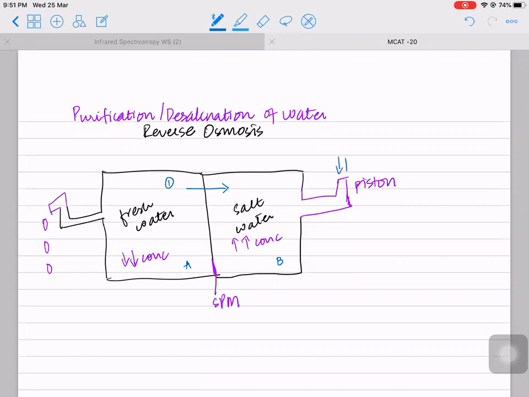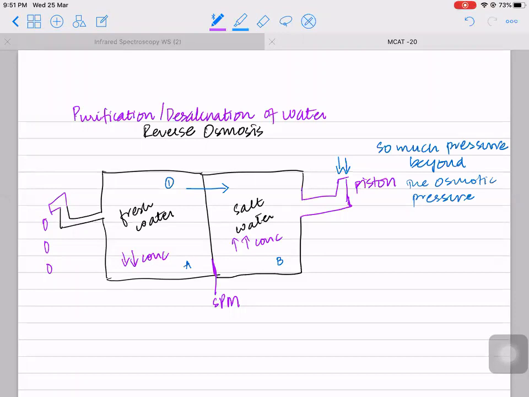Now you apply pressure from here. If you apply osmotic pressure and the pressure becomes the same on both sides, there will be no net movement. Neither will it go from B to A, nor from A to B. But now if you apply so much pressure, even beyond the osmotic pressure, there will be reverse osmosis happening.